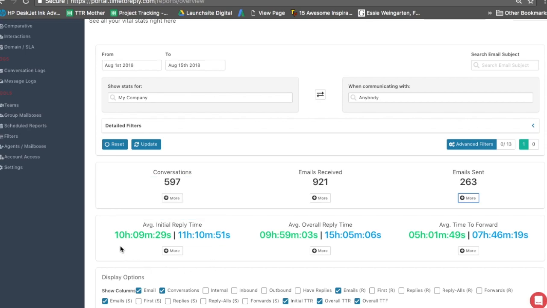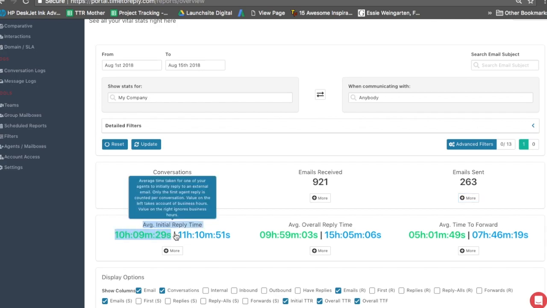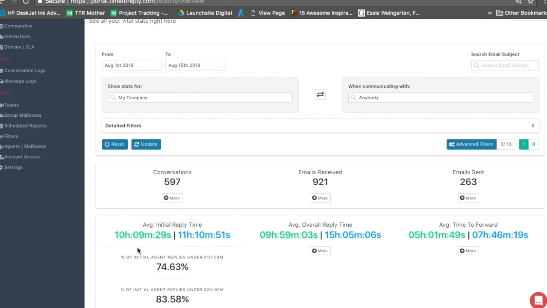Now we can look at the email response time statistics. So you can see here it says that the average initial reply time is 10 hours and 9 minutes and 29 seconds. And that's the number in green. The number in green takes business hours into account, whereas the number in blue does not take business hours into account. So that is the total raw time without including business hours. And the green number only looks at time that is passed within business hours.